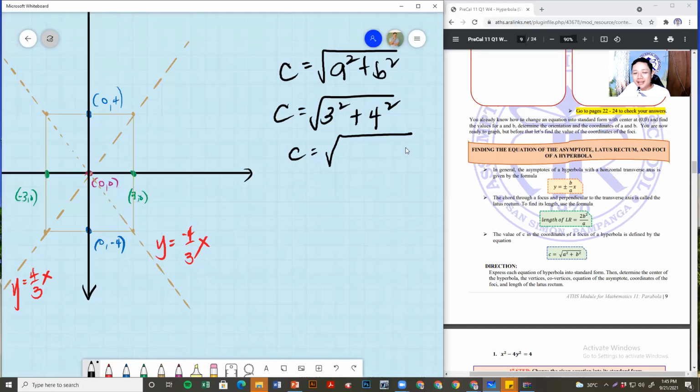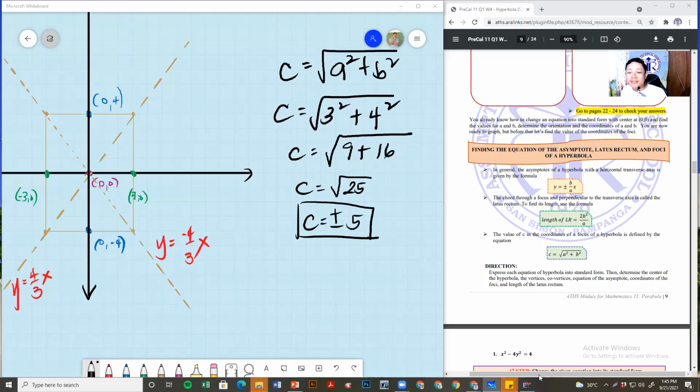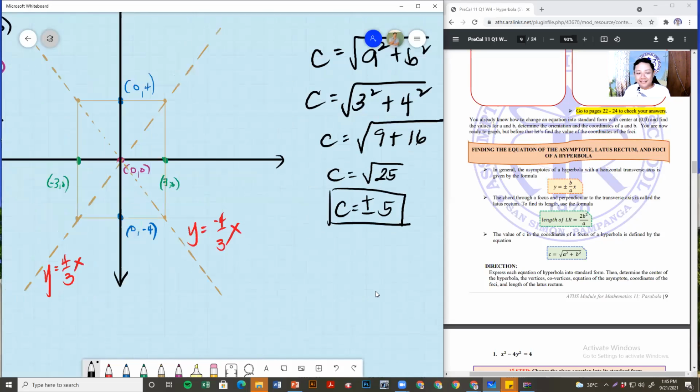So 3 squared is 9 plus 4 squared is 16. 9 plus 16, the answer is 25. Saan galing yung 49? So the square root of 25 is positive and negative 5. That's your C. Right? Ayun, 5 po. That's it. Hindi siya 2.65. Di ko alam saan galing yung 2.65. So the answer is 5.